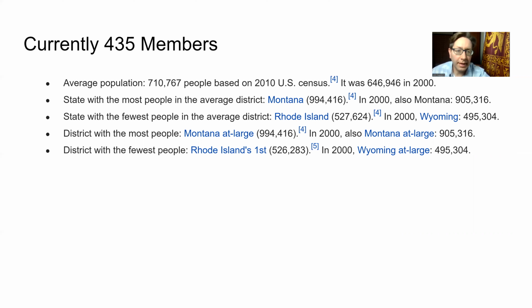Up at the top it says the average population is over 700,000 people per representative. But then look down to the third bullet. At the end, you see Wyoming had 495,000, so almost 500,000. But then you look at Montana, go down to the fourth bullet, and you see Montana had about 1 million people being represented. So there's not a lot of equality there.